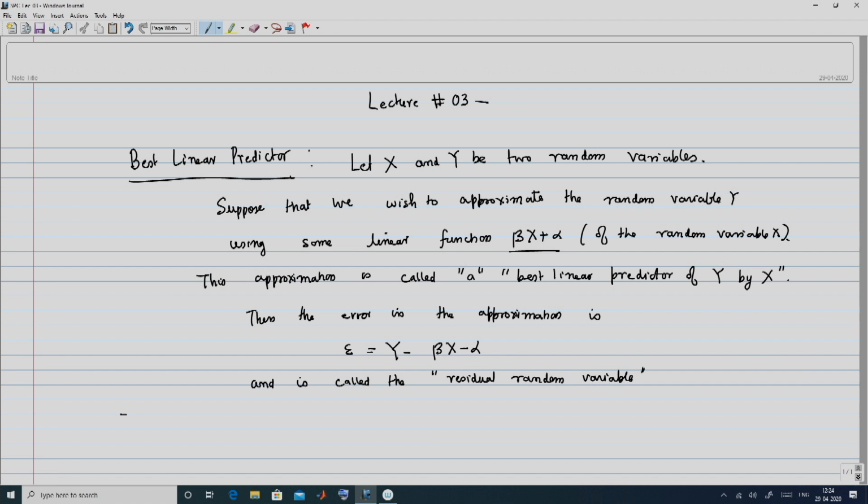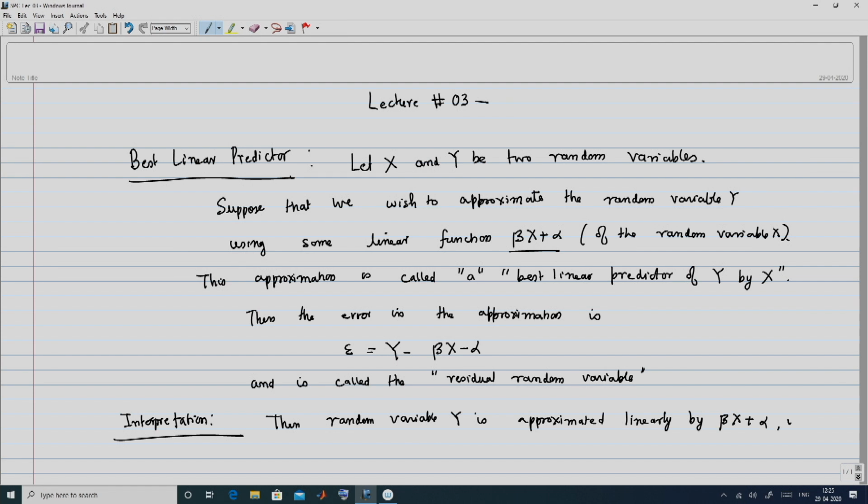So, let us just look at a little bit about the interpretation of whatever I have discussed so far. The brief interpretation of this is that the random variable y is approximately estimated or approximated linearly by beta x plus alpha with epsilon being the random error.